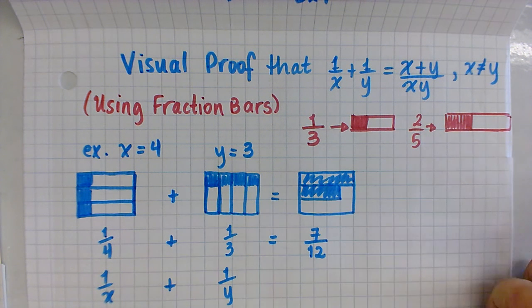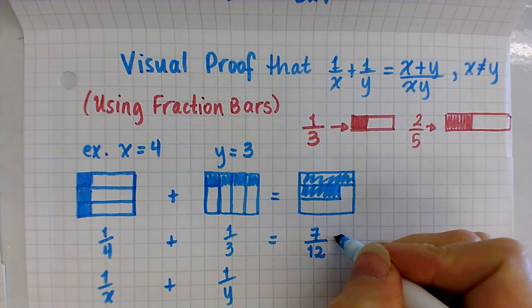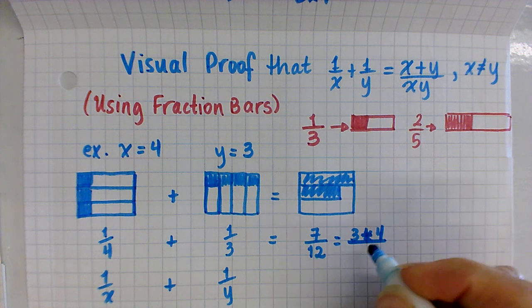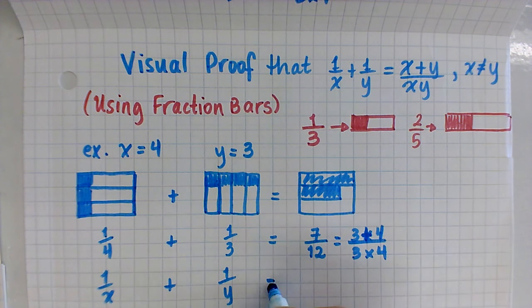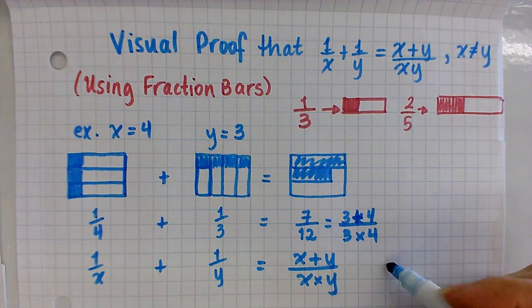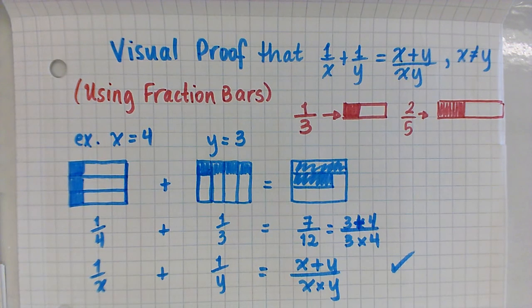And if you think about how you got 7 and 12, or how you could get 7 and 12 from the x and the y, well, that's 3 plus 4 over 3 times 4, which is what we were trying to show, that the result is x plus y over x times y. Proven.